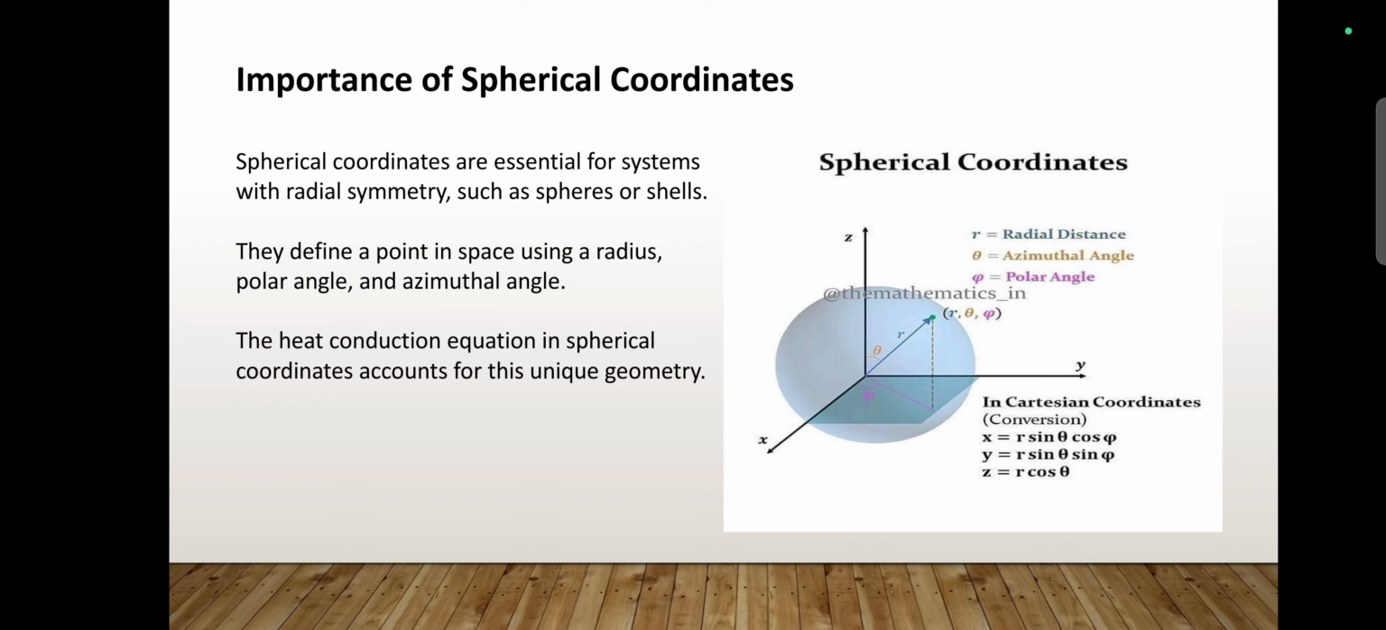Spherical coordinates. In the x, y, z axes, r equals the radial distance, theta equals the azimuthal angle, and phi equals the polar angle. Inserting coordinates: x equals r sin theta cos phi, y equals r sin theta sin phi, z equals r cos theta.